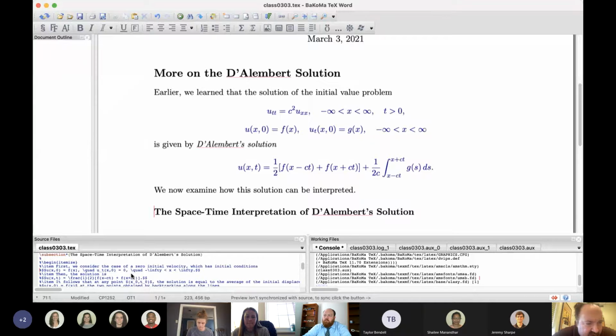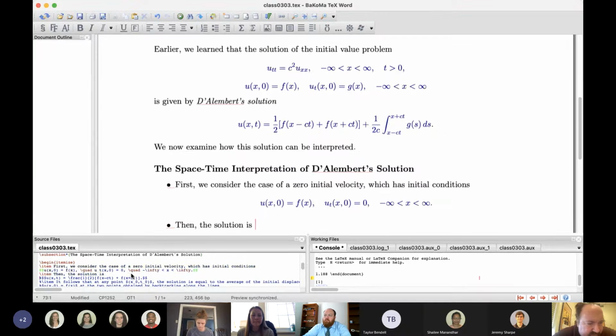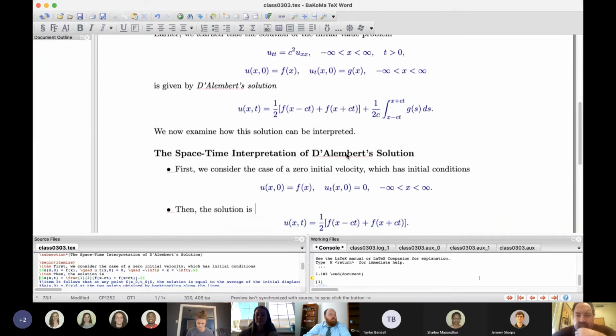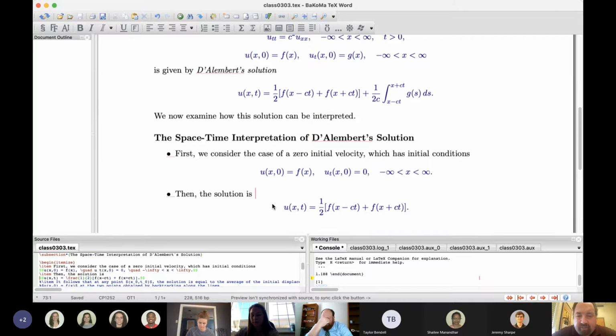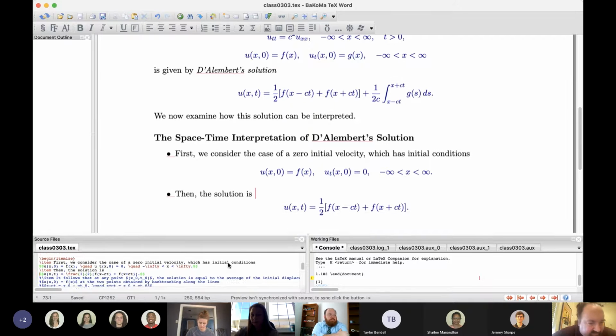So I'm going to break this down into cases. Because du/dt is the velocity of a vibrating string, we assume that there is no velocity at time 0. So we only have an initial displacement of a vibrating string. So in this case, the solution just reduces to this.